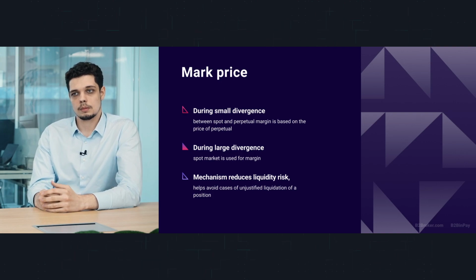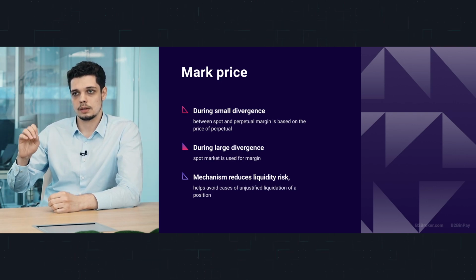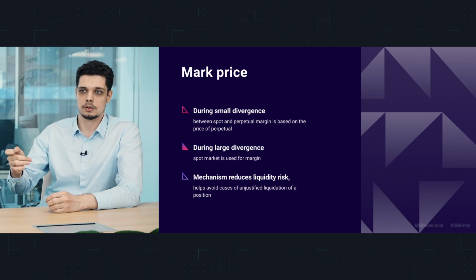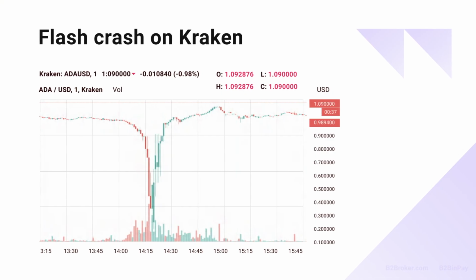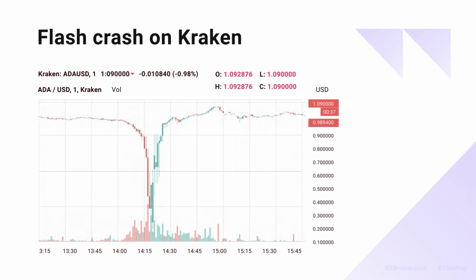In perpetual futures, basically what the exchange says is that for as long as the price of perpetual trades close to the spot market, the actual price of the perpetual is used to define the margin of users and to calculate their unrealized profit or loss. If the price of perpetual, for some reason, for example, if there is a flash crash on this market, goes way far away from the spot market, the exchange starts to use the spot market as the basis to decide whether a user should be liquidated or not.